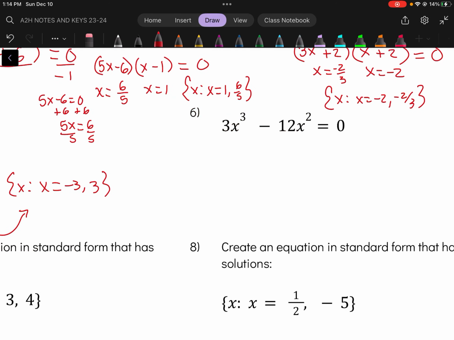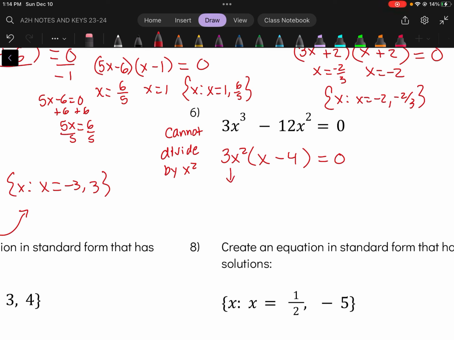Now, this one, it's a good thing to ask yourself, what can I divide out and what can't I? You can divide a 3, right, if you wanted to. You cannot divide by x squared, right? The reason is you potentially lose a solution and you could potentially be dividing by 0 if x squared was equal to 0. So what I would suggest is still do your GCF, right? The GCF here is 3x squared, right?